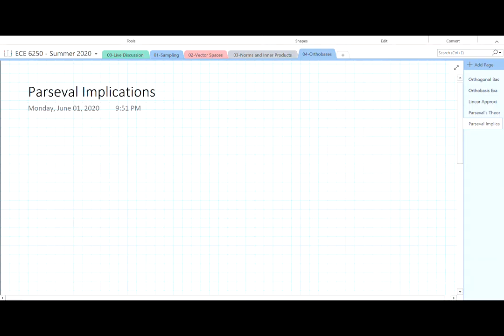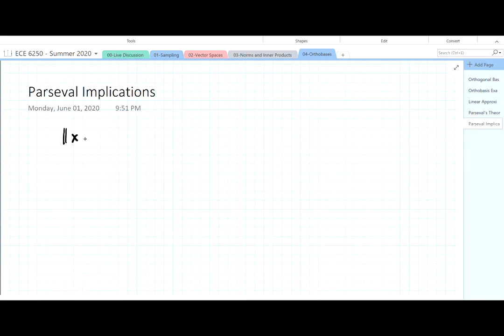Welcome back. Before we go on, I want to talk a little bit about one of the wonderful implications of Parseval's theorem. We found already with Parseval's theorem that if we're in a Hilbert space and we have vectors x and y, we can take a projection and it's equivalent to an inner product. We take the inner product of x with y, and it's equal to the L2 inner product of their expansion coefficients.